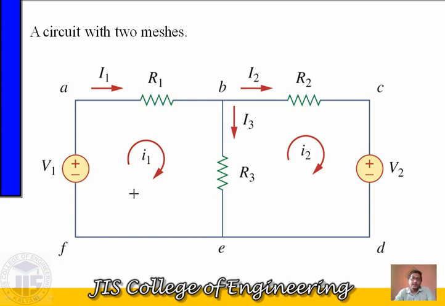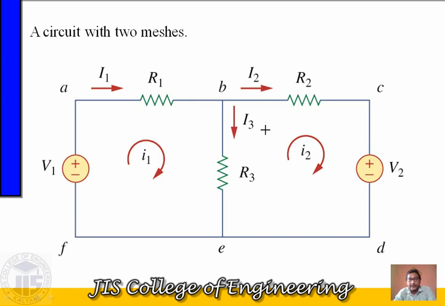So till now we have found these two meshes, and we have considered I1 as the mesh current for the first mesh A, B, E, F, A, and I2 as the mesh current for the second mesh. And here are some more currents, written as capital I1, capital I2, capital I3, which flow directly through the individual resistances.